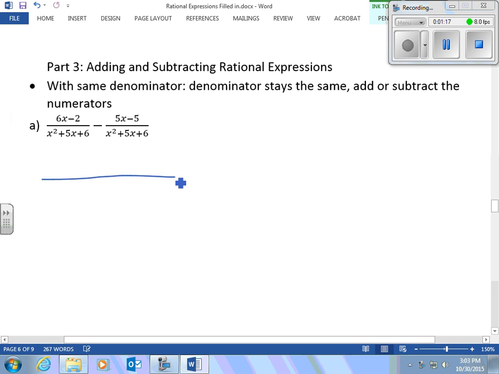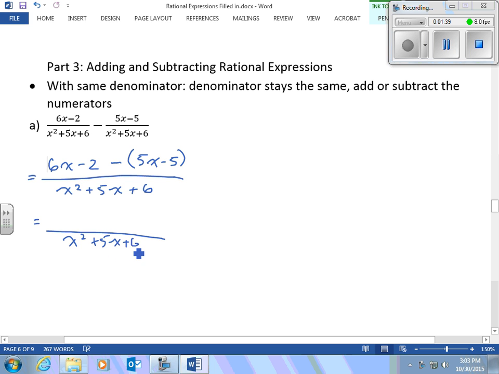So the denominator will stay the same, x squared plus 5x plus 6, and my numerator becomes 6x minus 2, and I'm subtracting the entire thing. So use your polynomial subtraction skills here as you do this. So we've got x squared plus 5x plus 6. And we've got 6x, we're subtracting 5x, so we've got 1x, or just write it as an x. And we've got negative 2 minus negative 5, so that's really like adding 5, so we've got x plus 3.